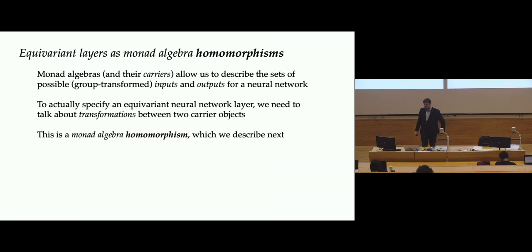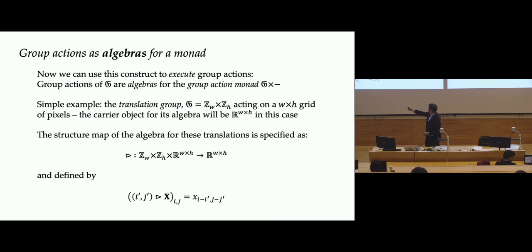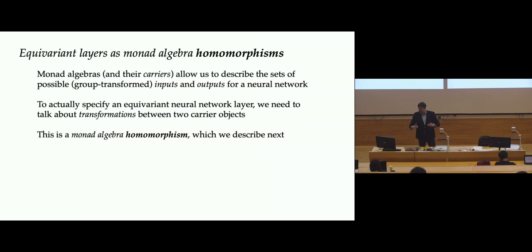And now, these monad algebras and carriers will tell us what the possible inputs and outputs for a neural network are, right? So these R to the W times H, those are the kinds of things you would put inside a neural net, either as input or as output. So now the final thing we need is something to connect them, some function that will take us from one to the other, and that is our neural network, right?